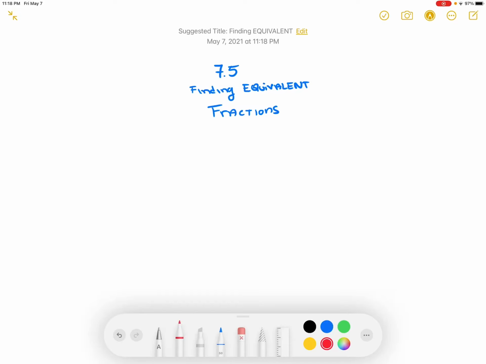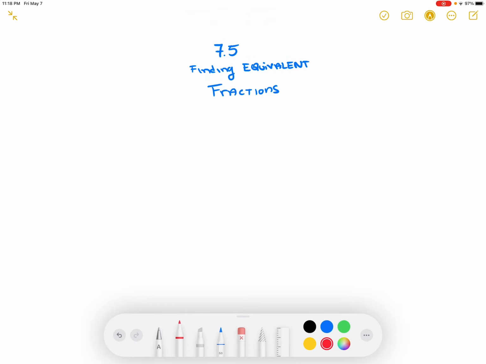All right, this video is about finding equivalent fractions using math, really. This is one of my favorite things to do. It's super simple. So let's say you have a fraction, like, I don't know, 4 over 5. And you were asked to find an equivalent fraction, something that equals the same thing in value, right?